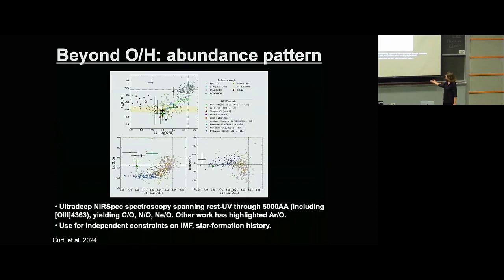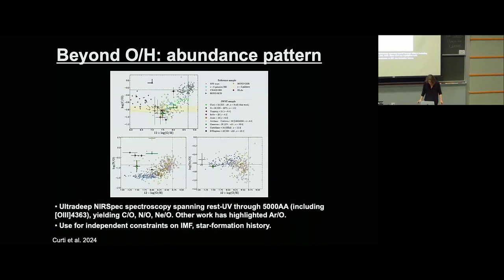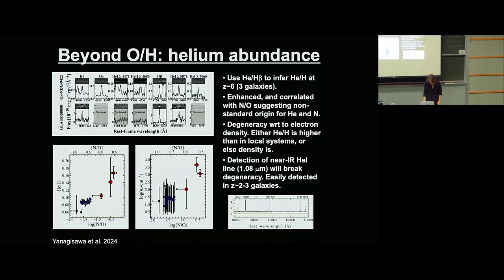So this is just showing some of these abundance ratio diagrams: abundance ratio versus oxygen abundance from Curti et al. at redshift 9.4. And mind you, this also has the detection of the 4363 line, so you can really get the direct oxygen abundance at redshift 9.4. So this is wonderful.